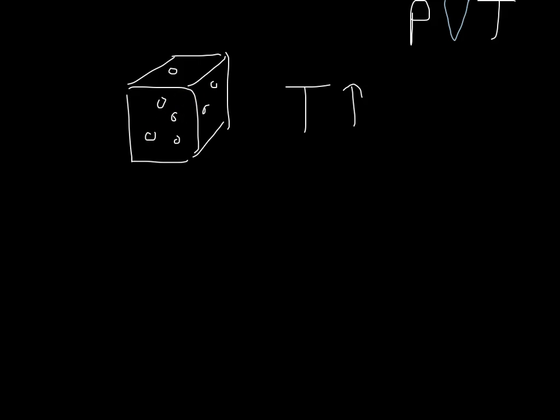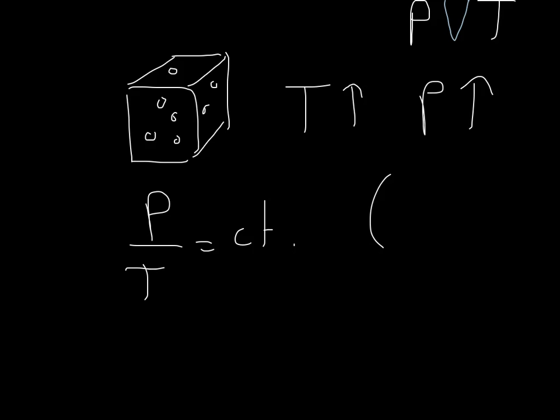They hit the walls harder, therefore the pressure also increases. So we have temperature up, pressure up, which again would tell us that P over T is a constant. But again, that doesn't work because we need to do things in Kelvin. If we do things in Kelvin, again, we will get P over T is a constant, with T in Kelvin. Nothing more to say here.